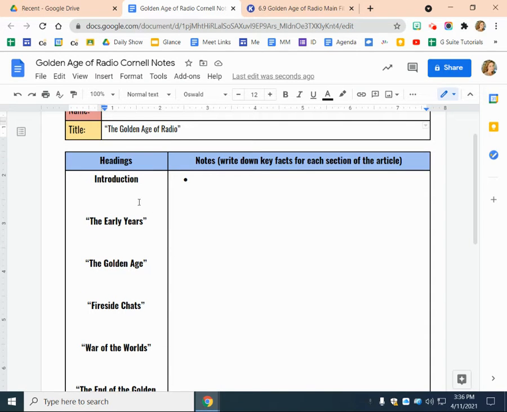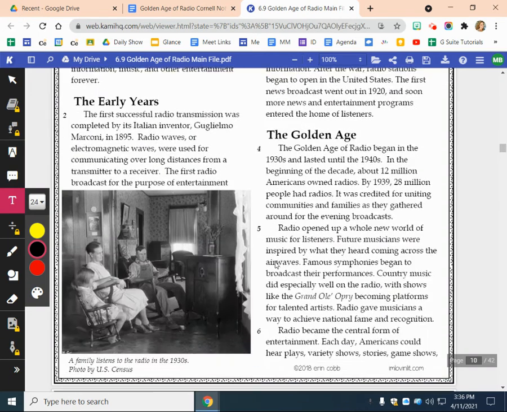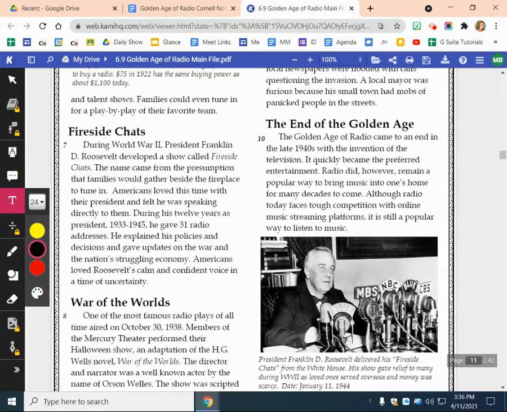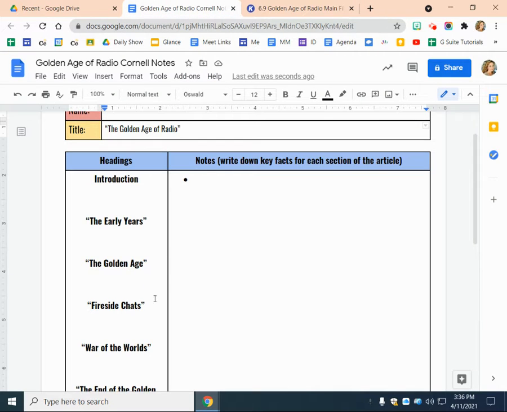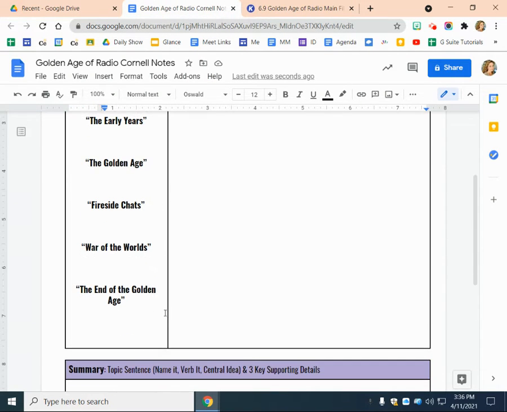Our headings are, first, we have an introduction like we usually do with our articles of the week. Then I'm just going to preview the text, some short different sections with different headers, and they are the early years, the golden age, fireside chats, War of the Worlds, and the end of the golden age.